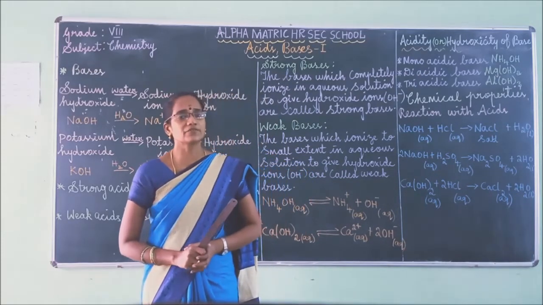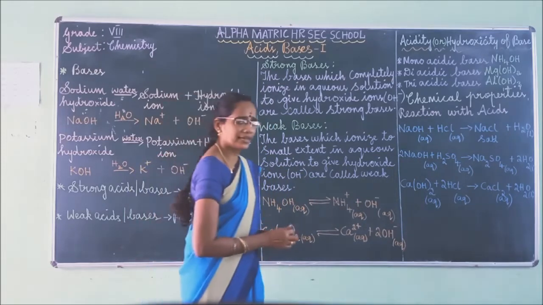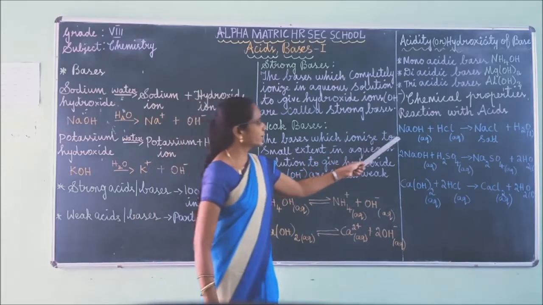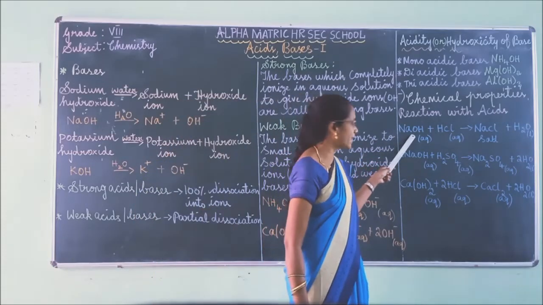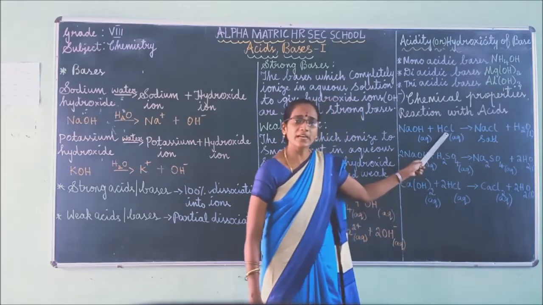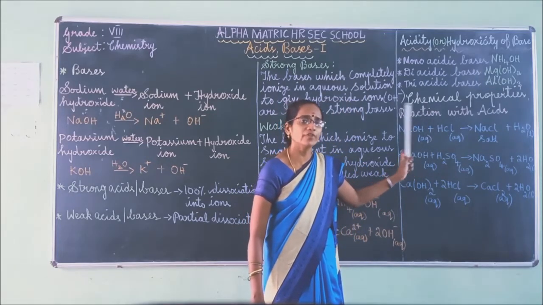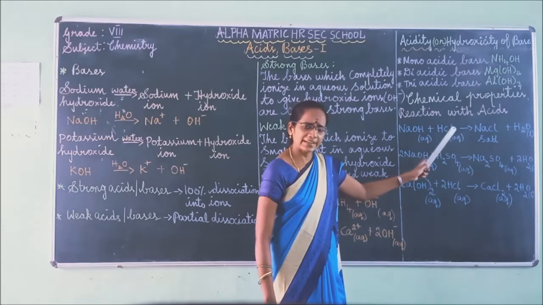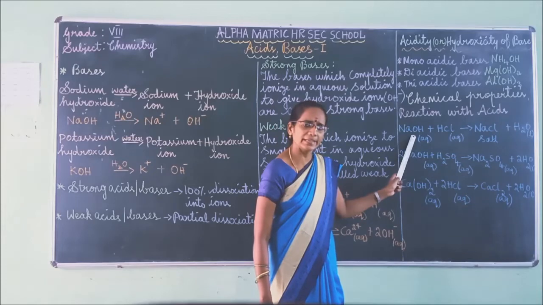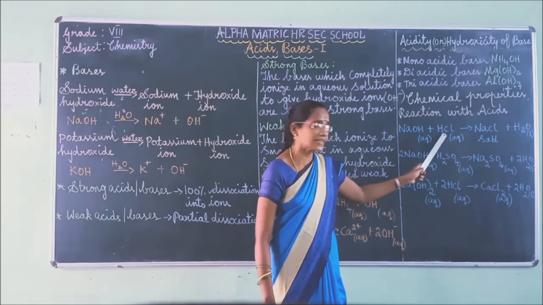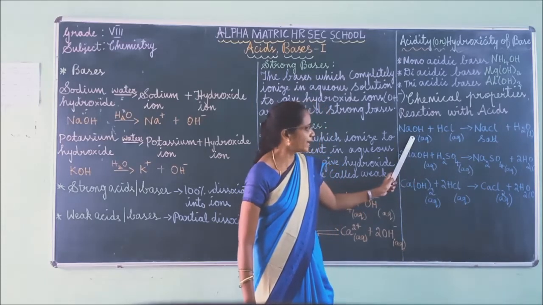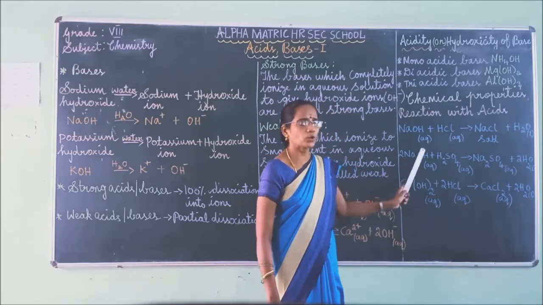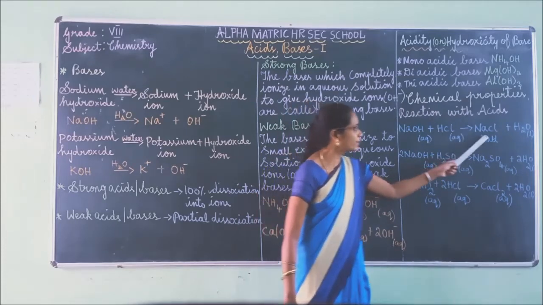Already we learned this for acids also, isn't it? Here, instead of acid, we are learning about base. So NaOH is sodium hydroxide plus HCl is hydrochloric acid. Reaction of base with acid: NaOH is a base, HCl is an acid. So when sodium hydroxide reacts with hydrochloric acid, both react to form a salt. What is the name of the salt?